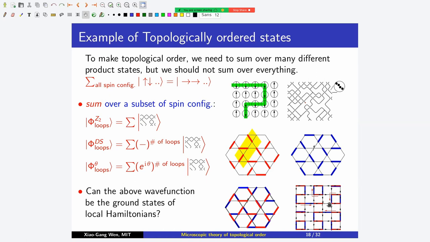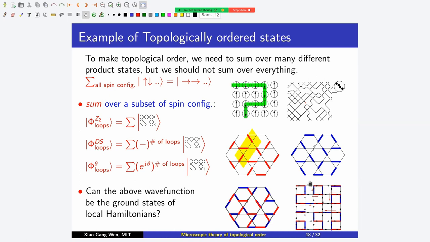So that gives rise to U1 gauge theory. Unoriented strings give Z2 gauge theory. So this example just says that from this very rough consideration, you can get a lot of intuition and get some kind of topological states.